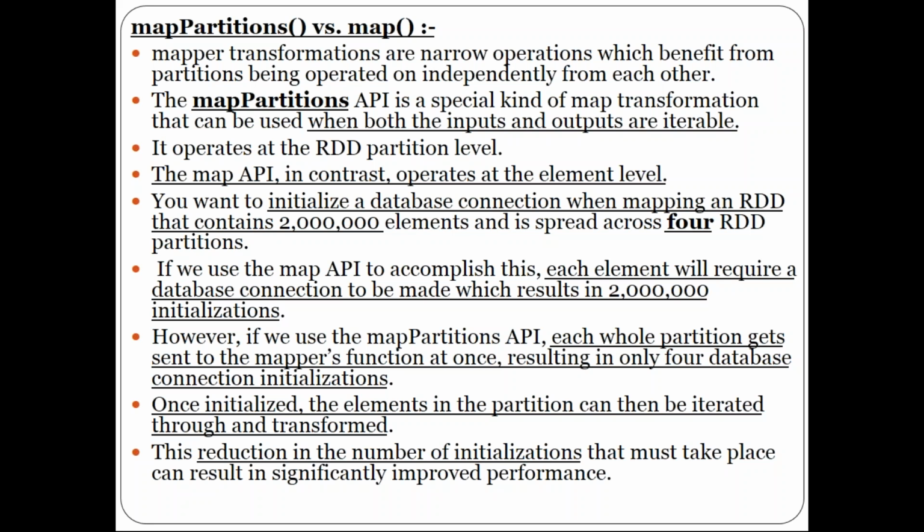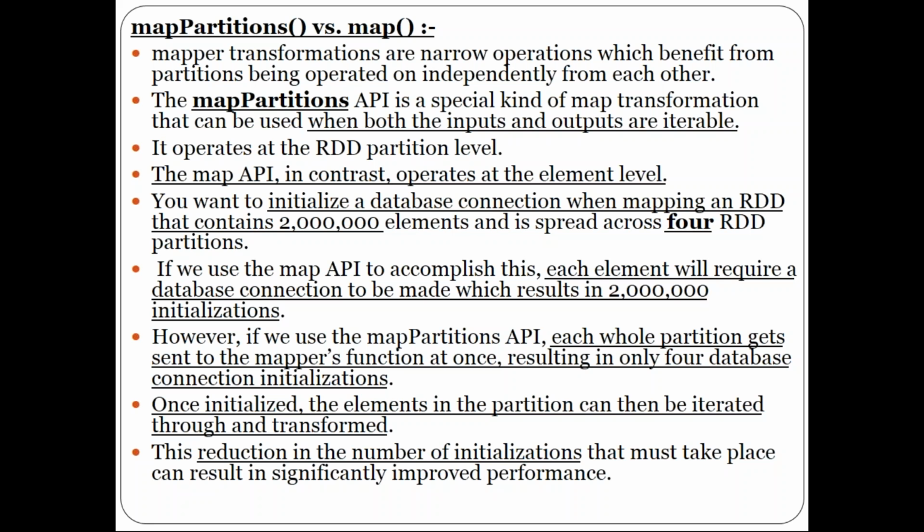Now, in here, I will tell you an example. Very good example. You are trying to initialize database connections when mapping an RDD. I'm not talking about elements, I'm talking about an RDD. This RDD is having very many elements, let's say 200,000 elements. When these 200,000 elements are there in an RDD, they are spread across four RDD partitions. So the huge number of elements are spread across 4 RDD partitions. Fairly simple.